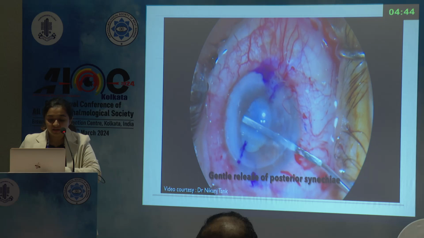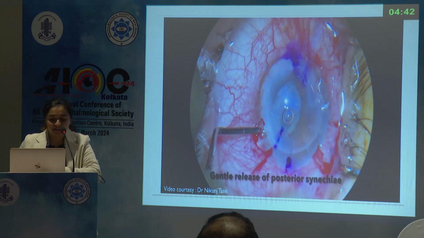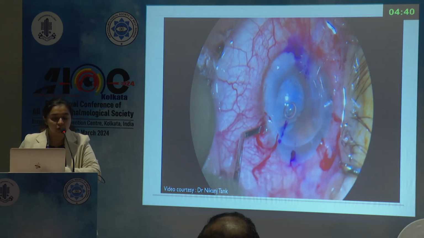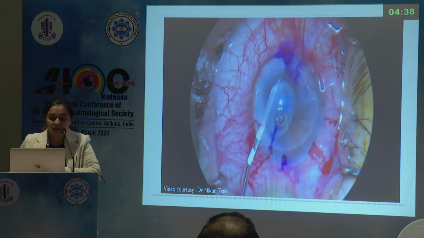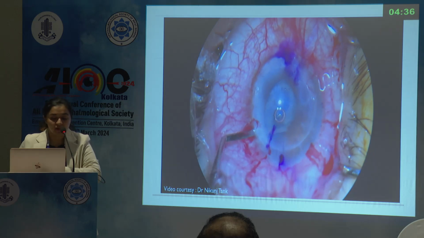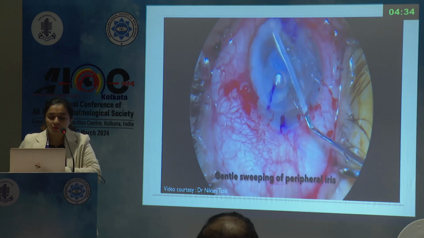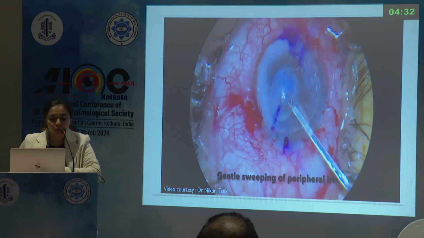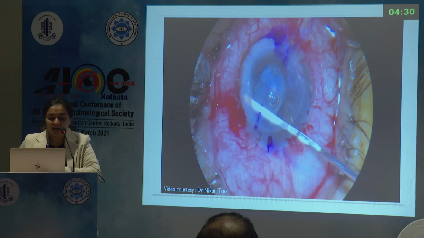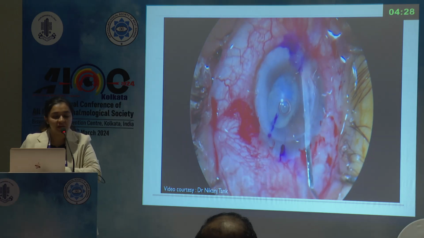So this patient was taken up for cataract surgery months after therapeutic keratoplasty. We can see a gentle release of posterior synechiae is being done here under high molecular weight OVD. And she also had PAS. So before proceeding for cataract removal, gentle sweeping of the peripheral iris was done. And this patient did well in terms of IOP after this surgery.